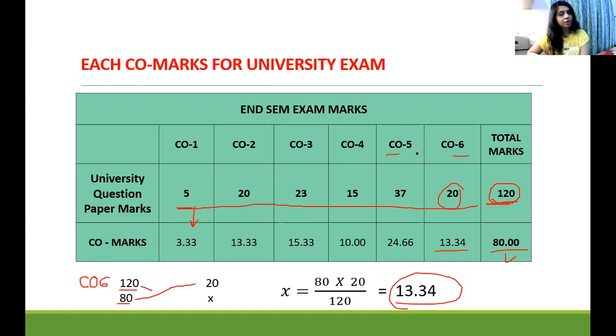Similarly, calculate the weightage of CO5 out of 80. Now 37 you already have. So out of 120, the weightage of CO5 is 37. So how much is the weightage out of 80? Again calculate 80 into 37 divided by 120, and you will get 24.66. Then for CO4 weightage, again 80 into 15 divided by 120 and you will get this weightage. So this is how you have calculated the weightage of each CO out of 80. These are the calculations you have to complete.